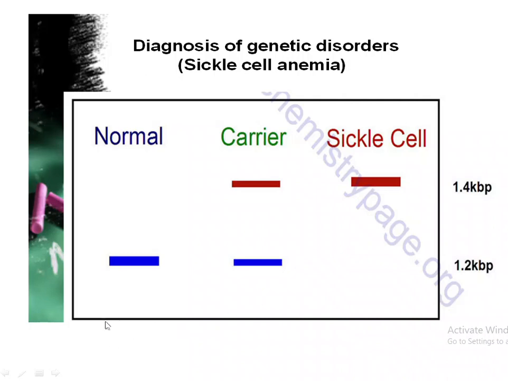Normal individual will have only one band corresponding to 1.2 kilobase, whereas the heterozygous individual will have two bands, one corresponding to 1.2, the other corresponding to 1.4. Whereas the individual who is suffering from sickle cell anemia will have only one band corresponding to 1.4 kilobase. This is because the person who is suffering from sickle cell anemia has lost one of the restriction sites for MST2 and therefore has only the larger fragment of DNA.